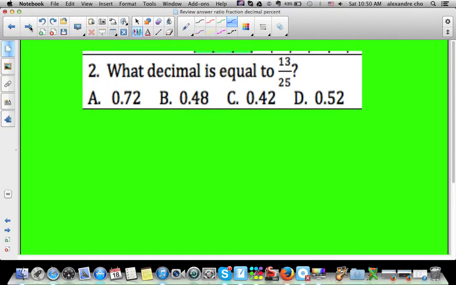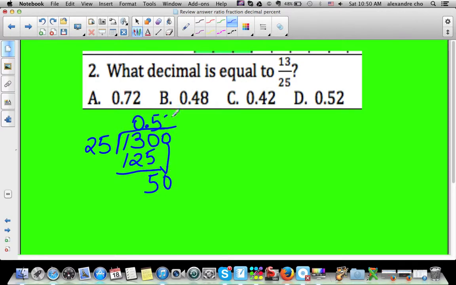Question two. What decimal is equal to 13 over 25? To change a fraction to a decimal, we divide. So we take 13, the numerator, divided by 25. 25 doesn't go into 13, so we add a 0, add a decimal, which allows us to add a 0 here. 25 goes into 135 times, which is 125. If you subtract, you get a 5 left over. We bring another 0 down. 25 goes into 52 times, and that leaves us with no remainder. So our final answer is 0.52. Remember, to change a fraction to a decimal, you divide numerator by denominator.